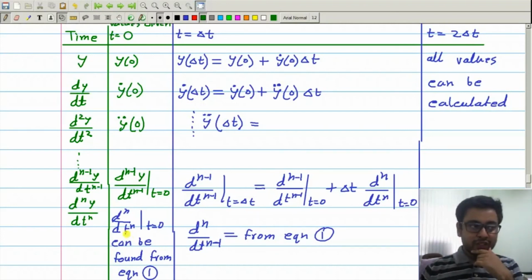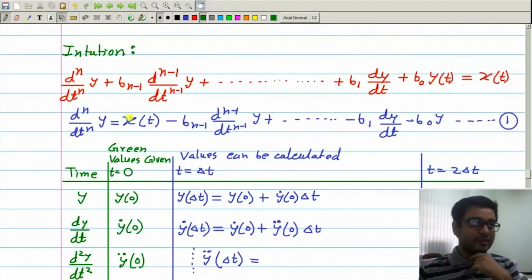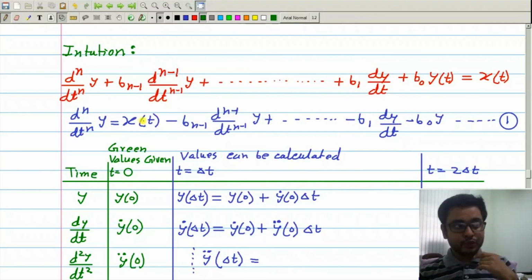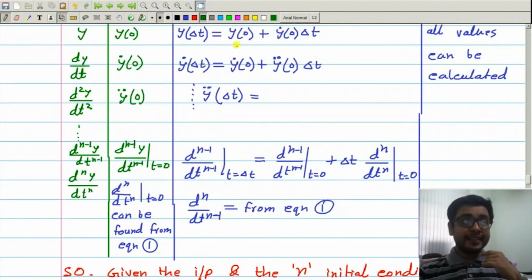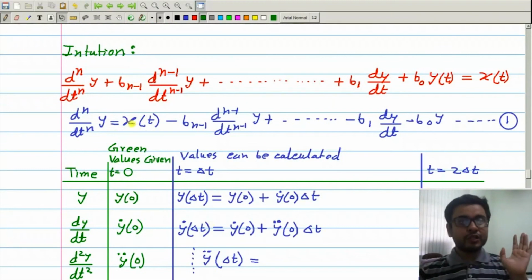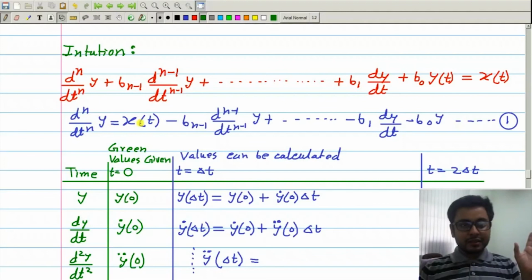But you note that this last derivative, the nth derivative, will also be 0, because we are calculating this nth derivative from this equation using the input and other derivatives. But the input is 0, we said, and the other derivatives are 0, so the nth derivative will also be 0. So as long as the input is 0, this derivative will also be 0. And then when you calculate these values at the next time instant, you will get all of them 0. After that you calculate them at the next moment, they will also be 0. And they all will remain 0 until and unless this input changes to some non-zero value.